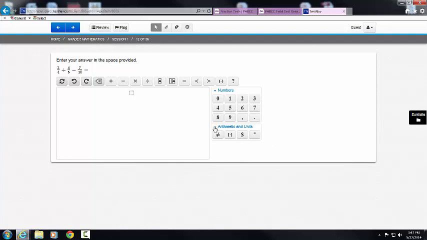Notice what happens when I click the arrow. Okay, they change and hide, just in case I don't want them. If I want them back, I can simply click and they're there.